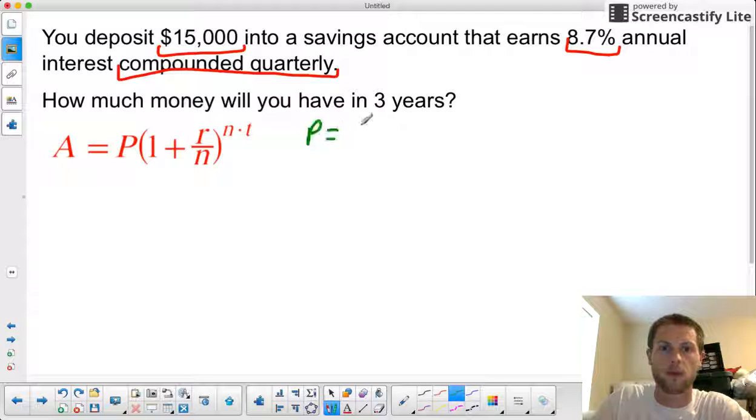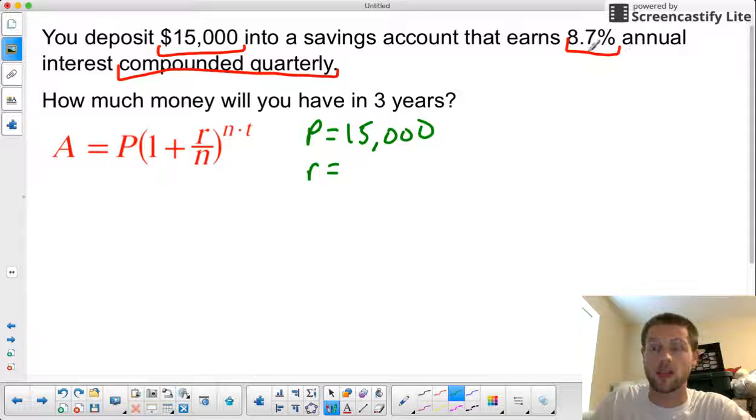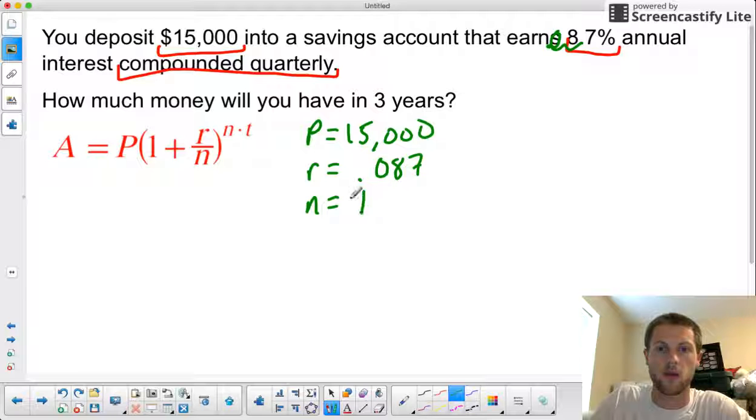P, my principal starting amount, $15,000. The R is my percent interest expressed as a decimal. So if I move this decimal place over 2 places to the left, I have 0.087 as my rate. And N, if I am compounding quarterly, that means I'm compounding 4 times per year. So N will be my 4. The question is, how much money will I have in my bank account after T equals 3 years?